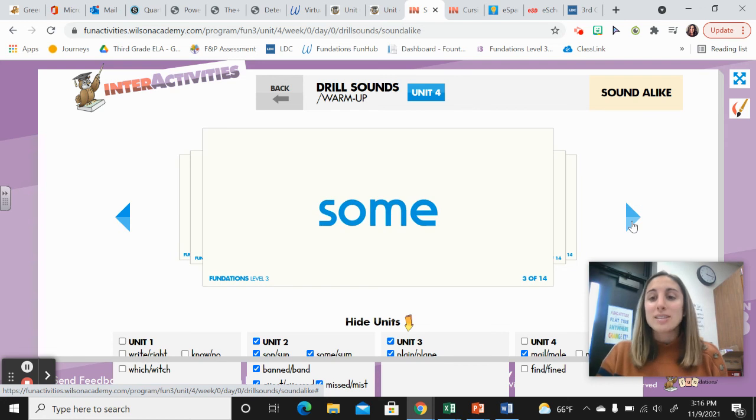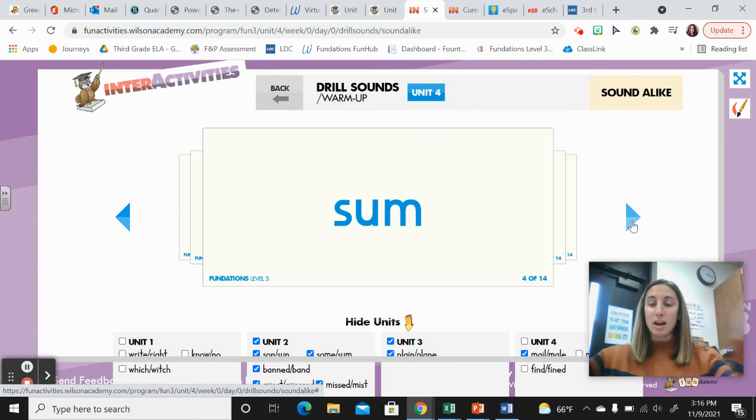This word, some. I have some Halloween candy left still. How about this one? Sum. The sum of 7 plus 7 is 14. You make the plus sign with your fingers.